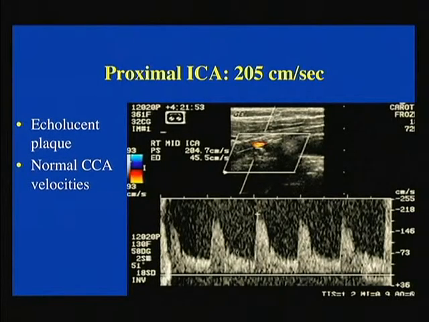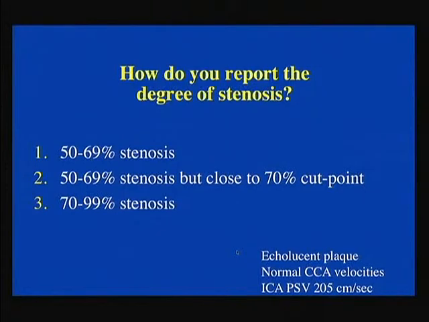Here's a patient, echolucent plaque. Velocities in the common carotid are normal, but the proximal internal carotid artery has a velocity of 205 centimeters per second. So, how would you report this one case? You have the option of 50 to 69, 50 to 69%, but close to 70, and 70 to 99% stenosis.